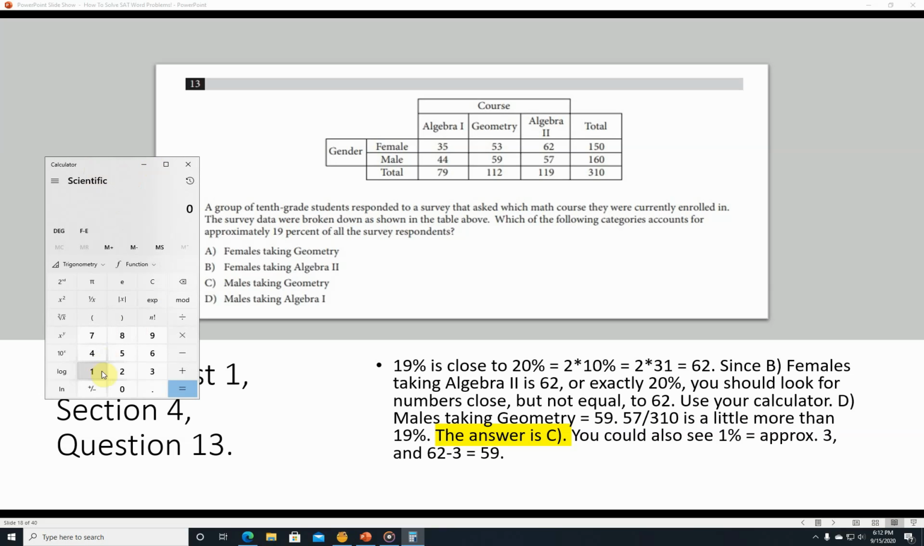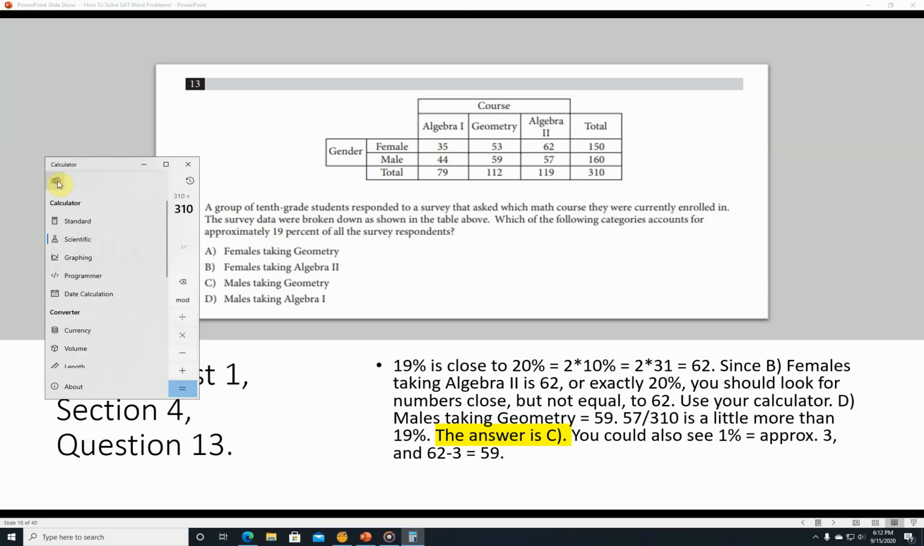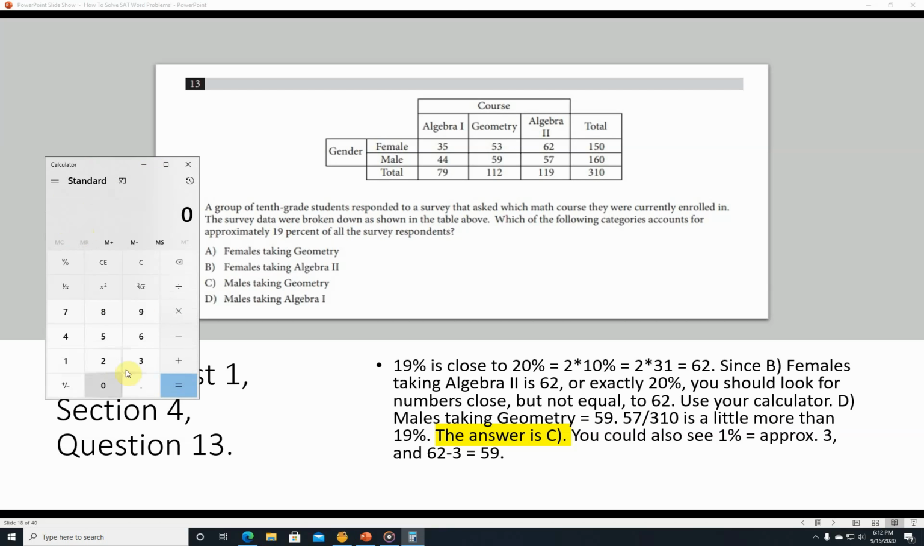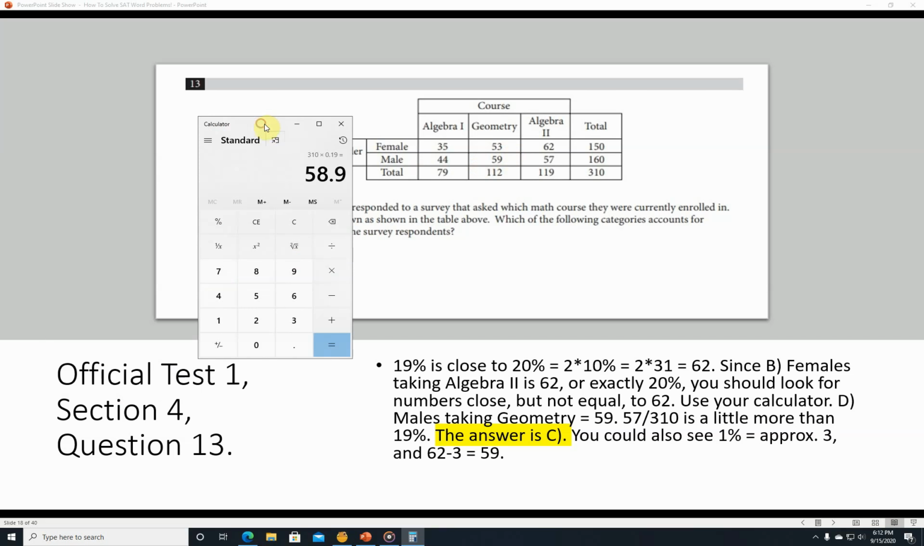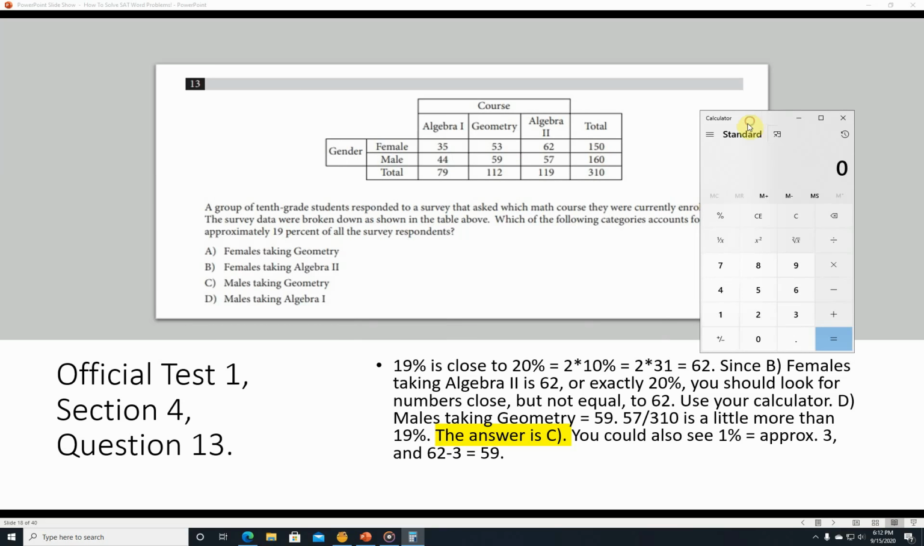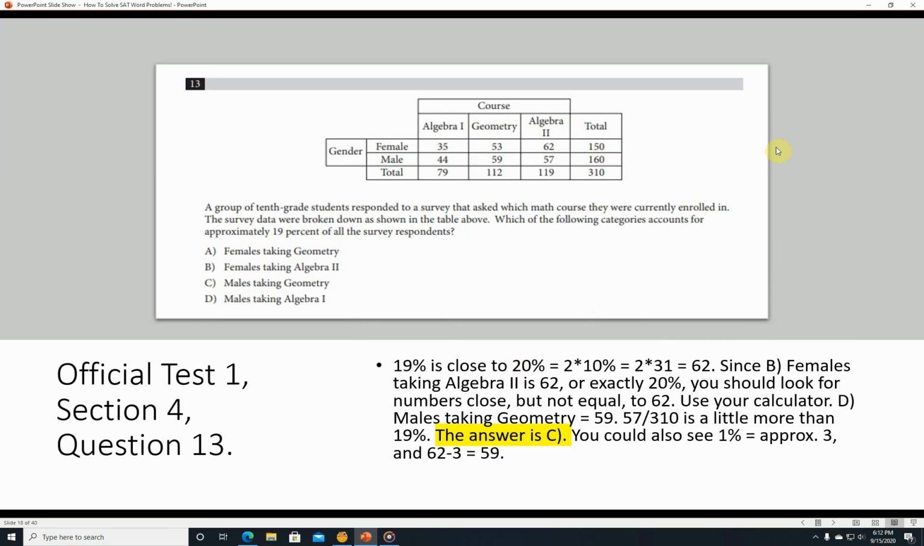I guess another way you could have even done it is you could just go 310 times, you know what? Let's go back to the regular calculator. We'll go 310 times 19%, which is 0.19, 58.9. So again, it'd be 59. So there are a number of ways you can do that, especially if you're using a better calculator than the Windows calculator that I'm using right here. Actually, it's pretty good, but you have to switch back between standard and scientific, and it's a little bit annoying.